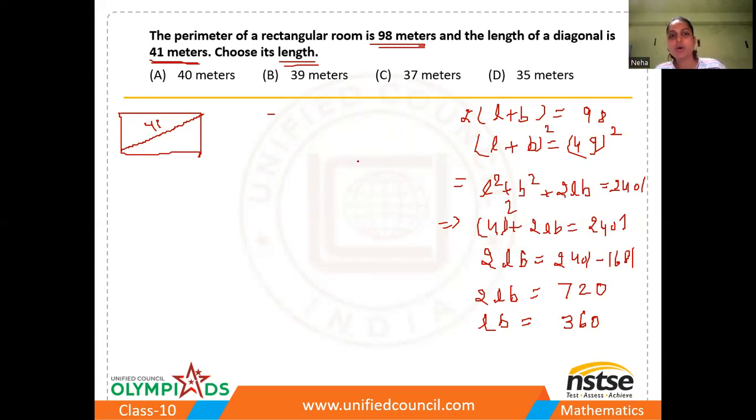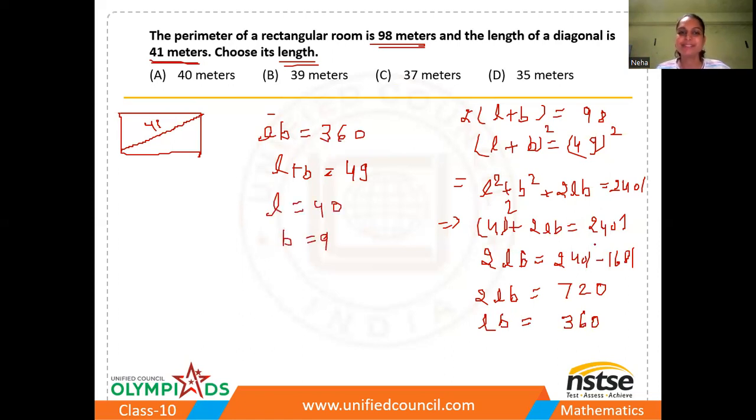Okay. Now here we have to find two numbers. The multiplication is equal to 360 and the sum is equal to 49. Right? So I can say 40 and 9. Okay, 40 and 9 might be possible because 40 plus 9 is 49 and 40 multiplied by 9 is 360. That means the length is equal to 40 and the breadth is equal to 9. So now we have the length and breadth. We have to find the length, so it can be equal to 40 meters.